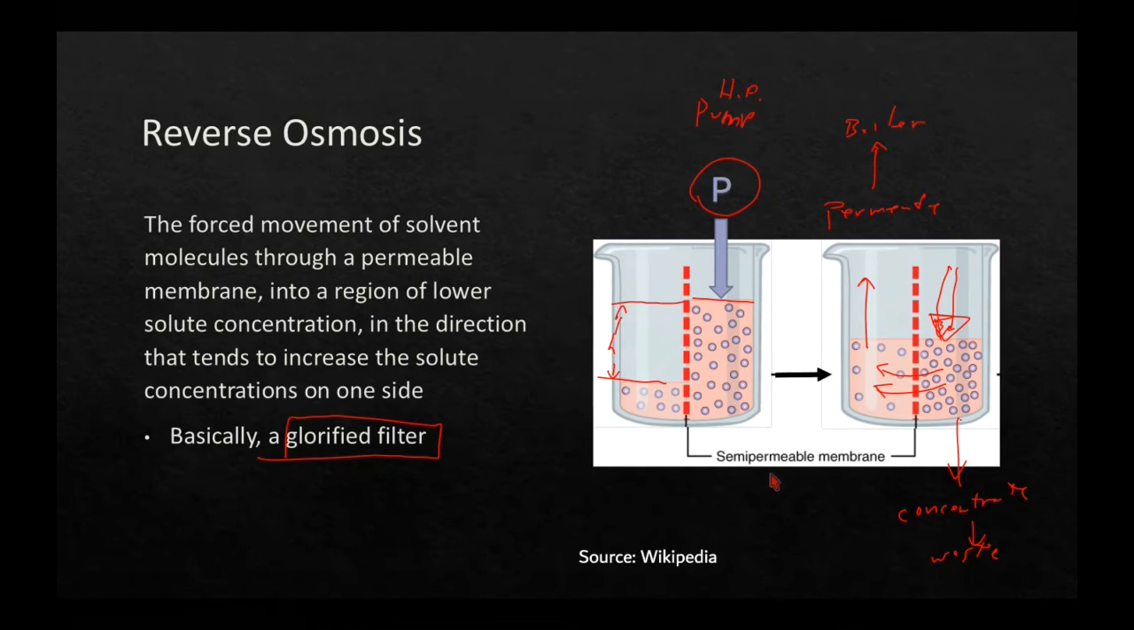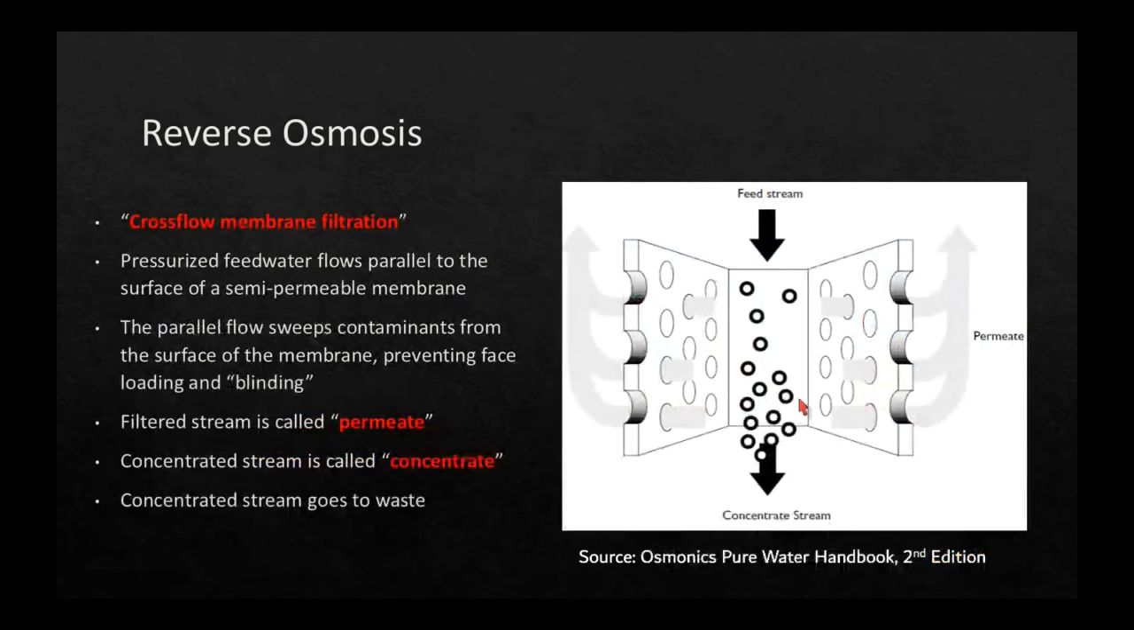The concentrate is the bad stuff. It's the stuff we've filtered out, and the permeate is the good stuff. It should have very, very little dissolved solids in it.